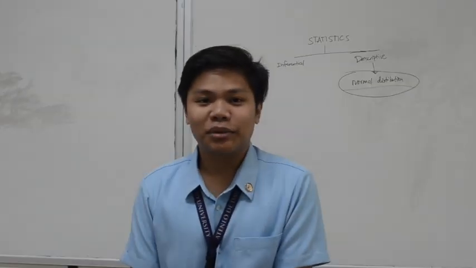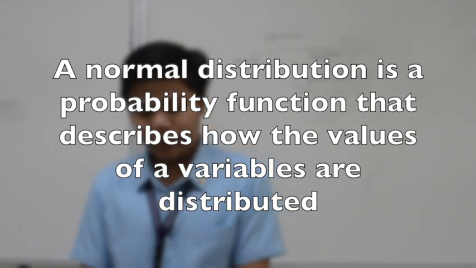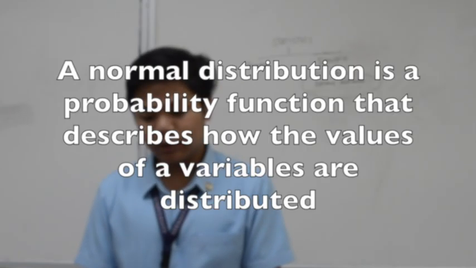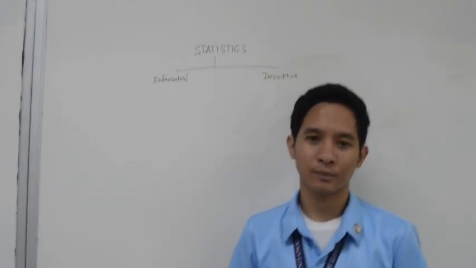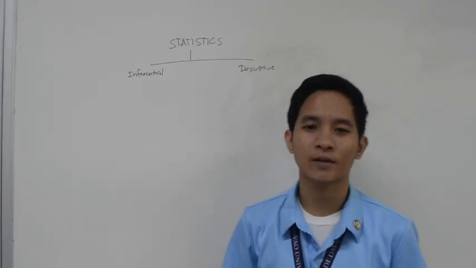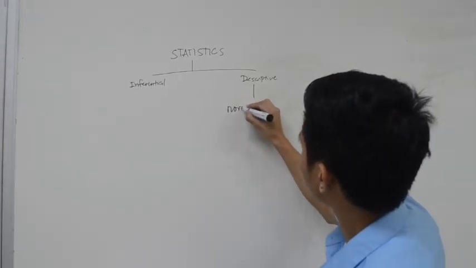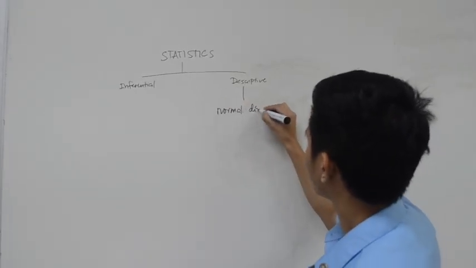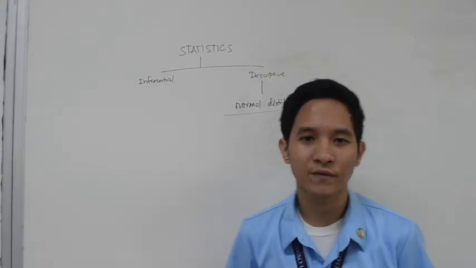So what is a normal distribution? A normal distribution is a probability function that describes how the values of a variable are distributed. So in statistics, there are two main components, which are inferential statistics and descriptive statistics. Now, the normal distribution is under descriptive statistics.